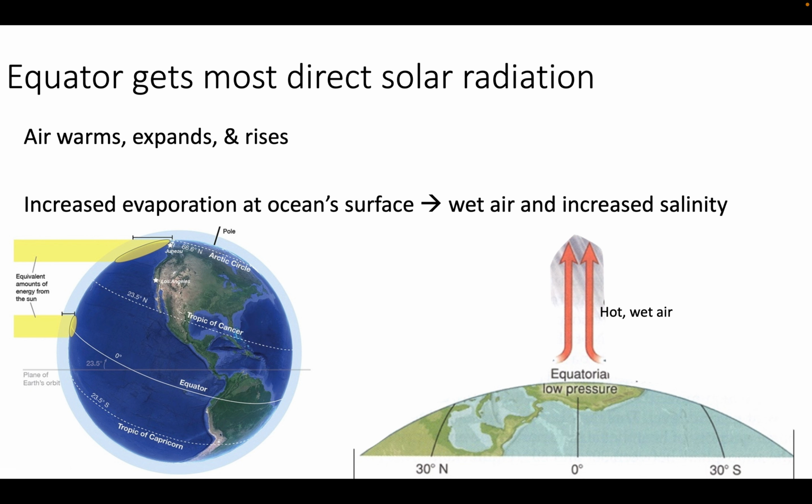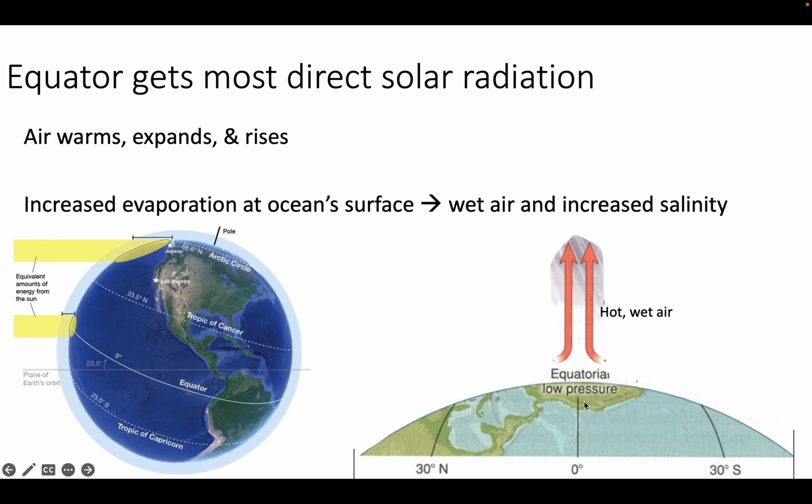It's got the most direct solar radiation. So that's going to heat the air at the equator the most, okay? Keep that in mind. Let's orient ourselves to this diagram here on the right. We're looking at Earth from the side. We've got 0 degrees, or the equator, here. 30 degrees north and 30 degrees south over here. So most direct sunlight is hitting the equator.